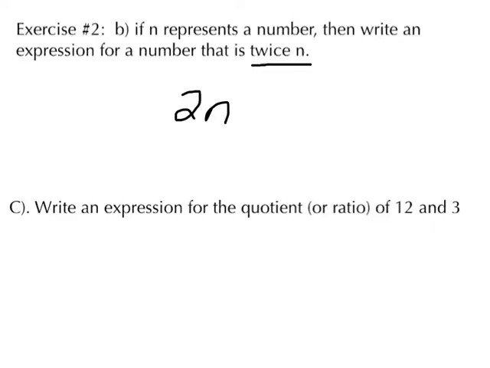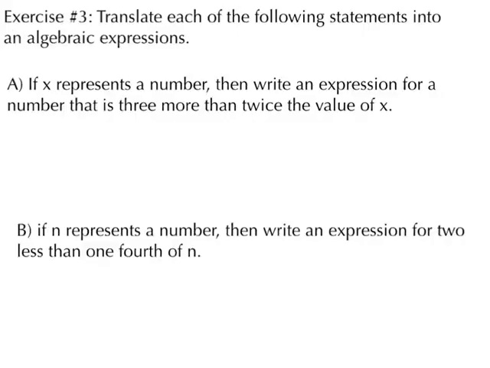C. Write an expression for the quotient or ratio of 12 and 3. What does the word quotient mean again? Think to yourself, quotient means divide. The division symbol goes right where the word and is. So it's going to be 12 divided by 3.